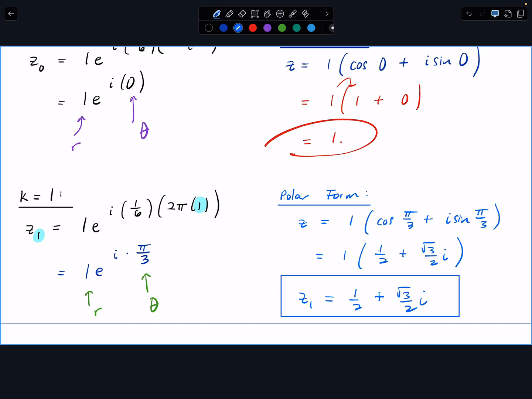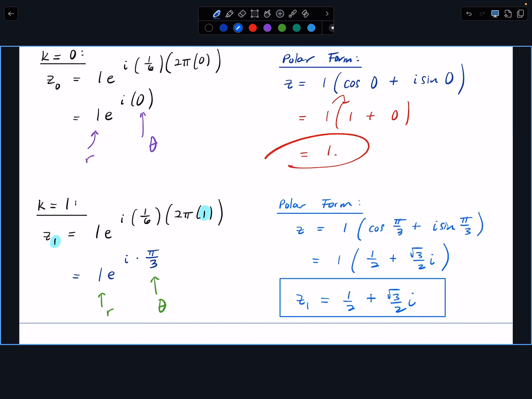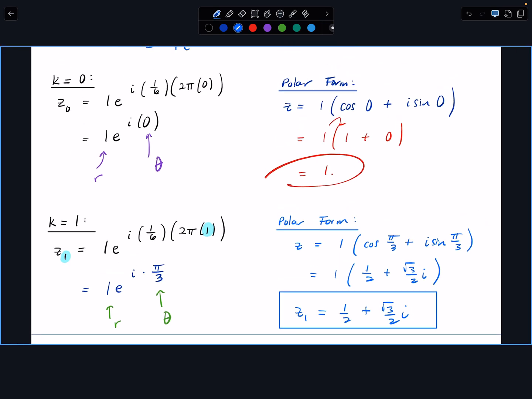I'm really tempted to show you guys the pattern in the shortcut. Do you guys want me to show you this so we don't have to do all the work? Or do you guys want to do all the work? You don't want to do all the work? How many roots are we taking? 6. What's 360 divided by 6? 60, right? Where did we start our first value? At 0. If I take 0 and add 60, do you guys agree that's going to be pi over 3?